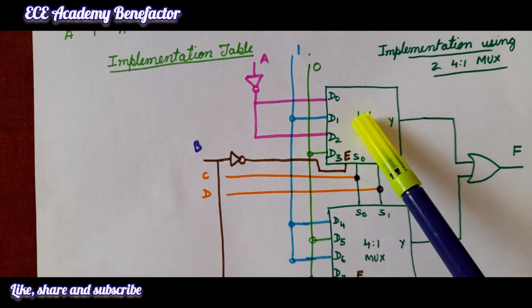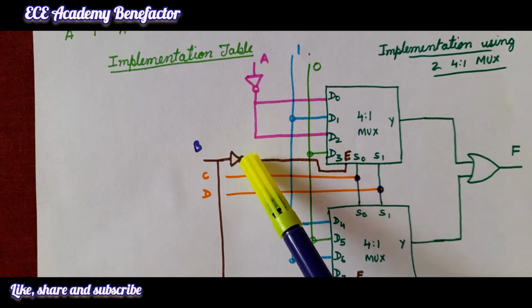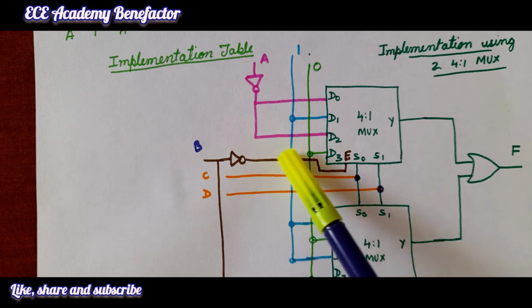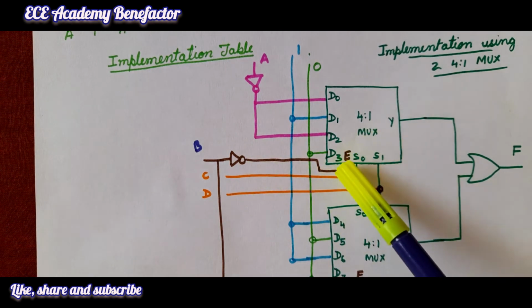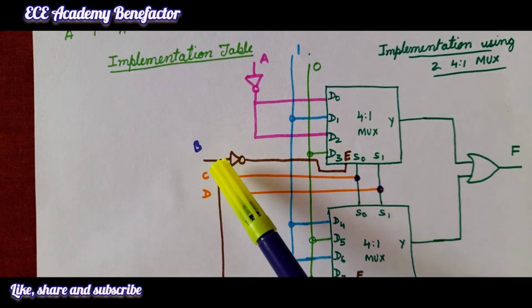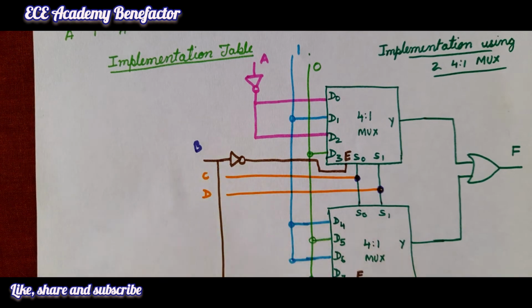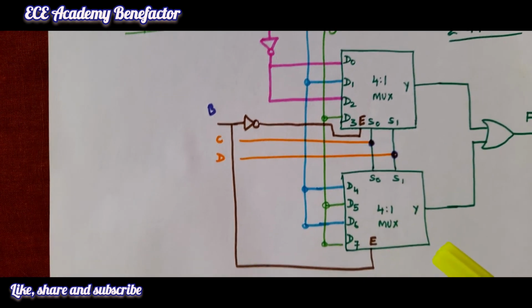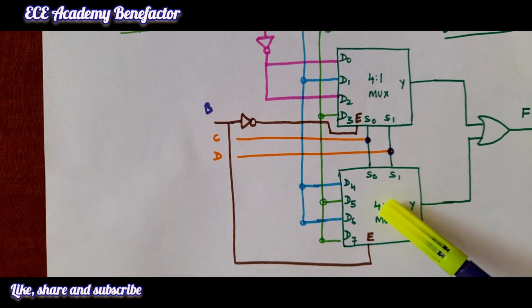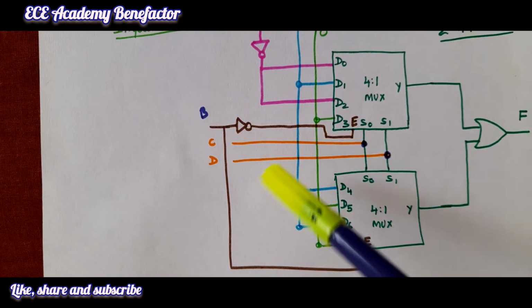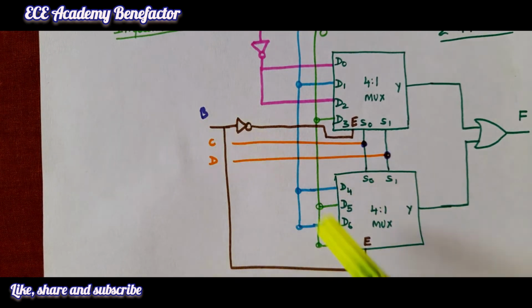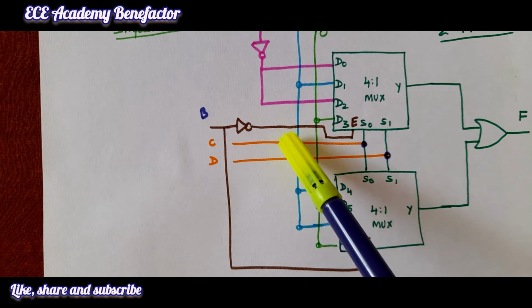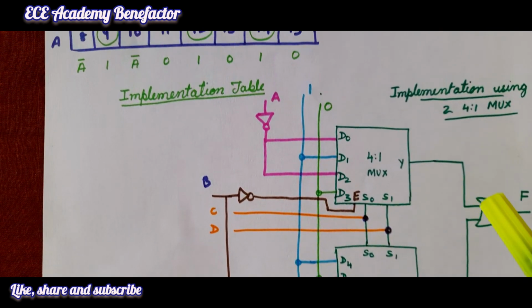So, the first mux will be enabled when the input is low. So, the output of NOT gate of B is given as enable to the first mux, and direct B input is given to the second mux. So, B is used for enabling, C and D are used for selection lines. Now, let us see.